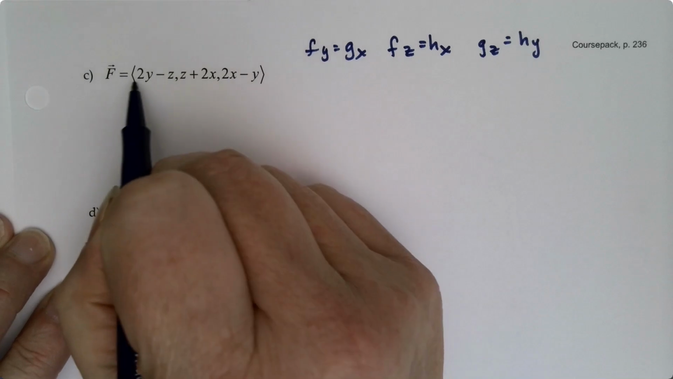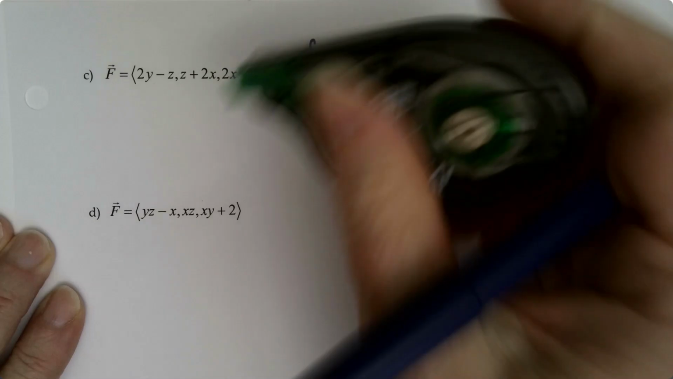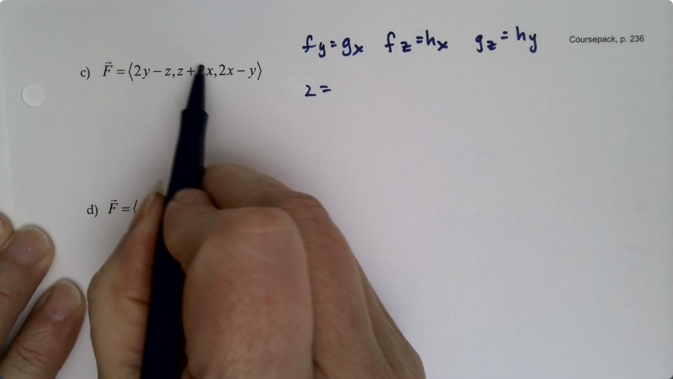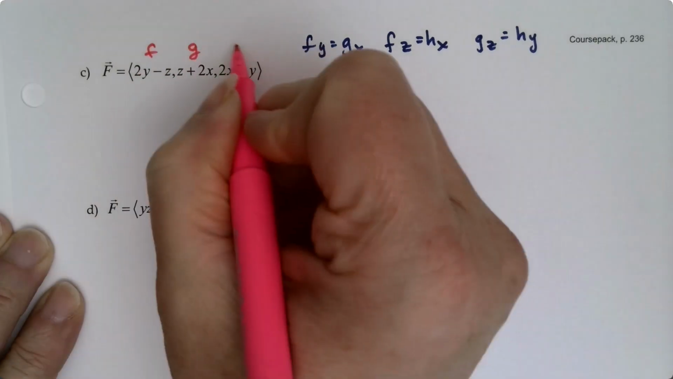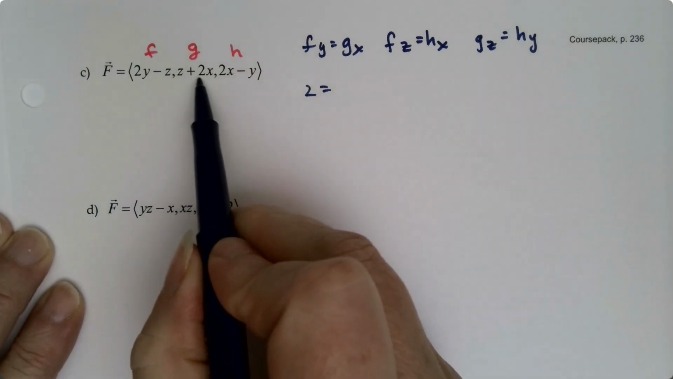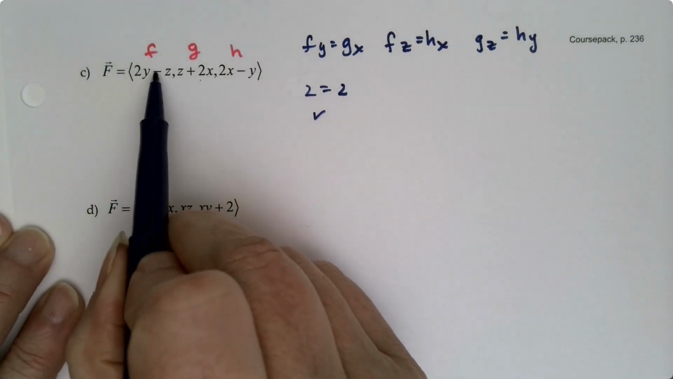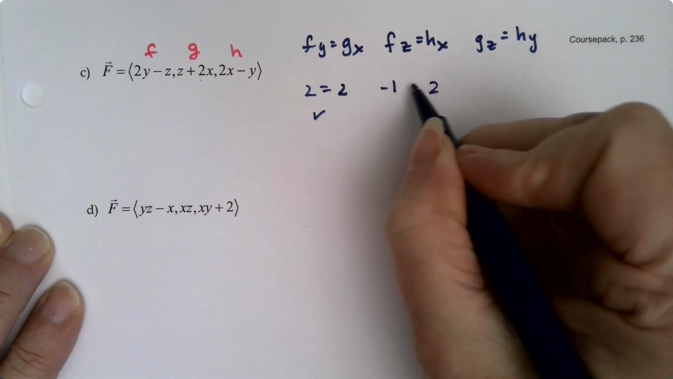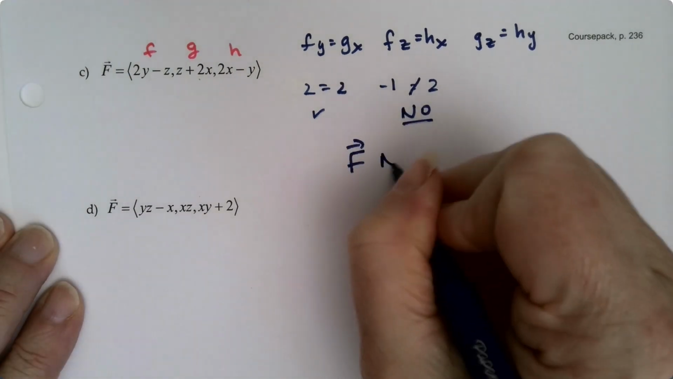So f sub y would be the derivative with respect to y. So f sub y is 2. 2 is in fact equal to, oh, and don't forget, this is f, this is g, this is h right here. So the derivative of g with respect to x is also 2. So this one's okay. Now f sub z is negative 1. H sub x is 2. That's a no, and we're done, right? F is not conservative.